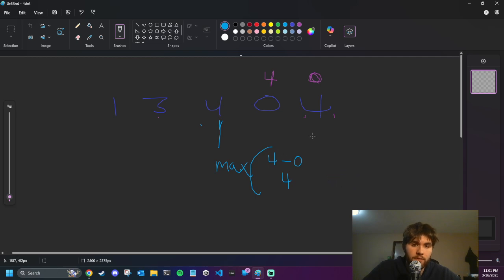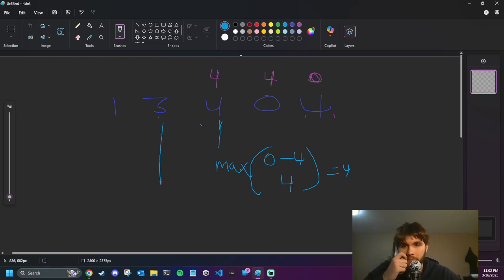Or sorry, it should be negative 4 or 4. And that's 4. Because it would be really 0 minus 4. So I'm going to write that. So it's either 0 minus 4 or it's just this 4. Okay, so the max of that is 4.